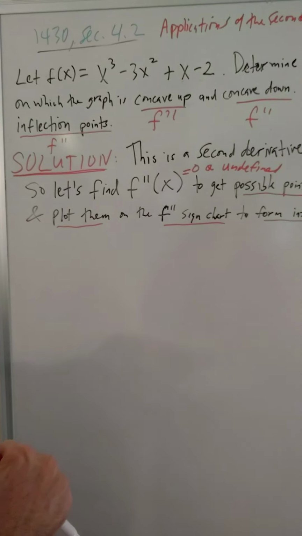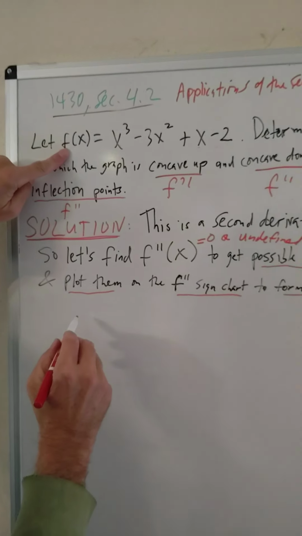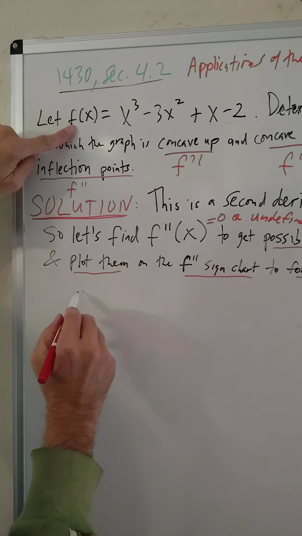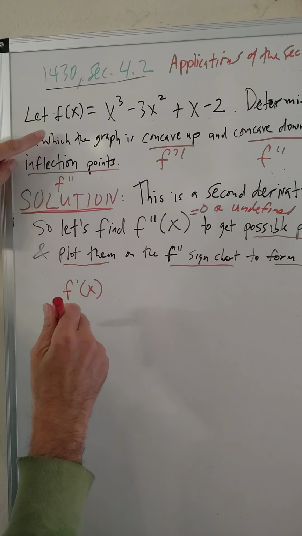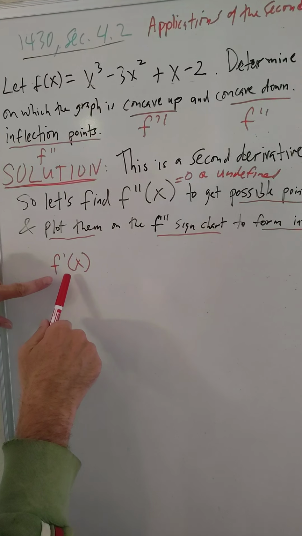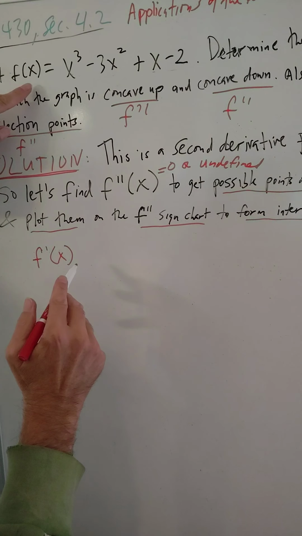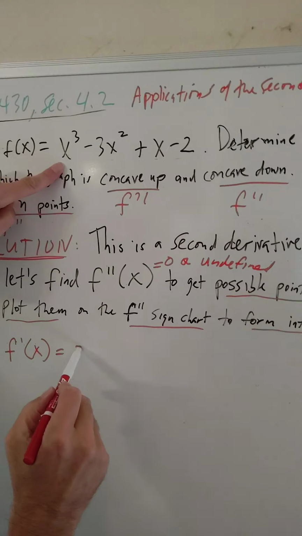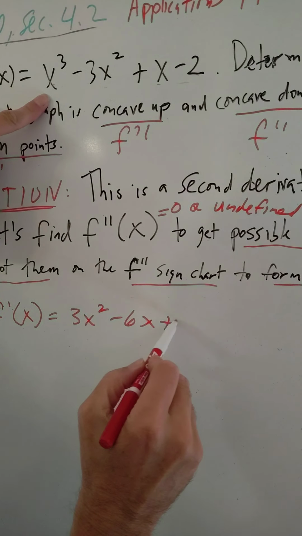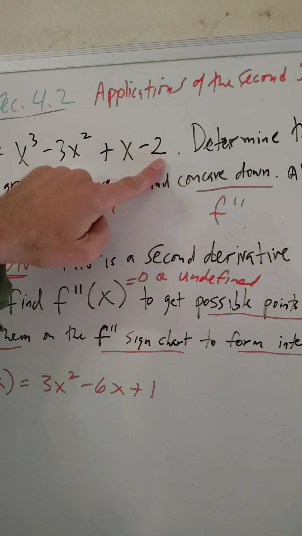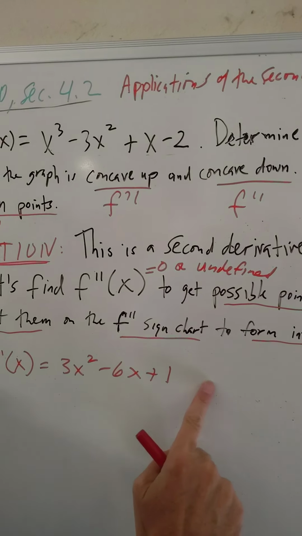Let's find f double prime. Here's our f of x. The first step is to find the first derivative, because in order to get the second derivative, you have to run through the first derivative. So f prime of x is 3x squared minus 6x plus 1. Remember, the derivative of a constant is 0, so you don't have to write plus 0.